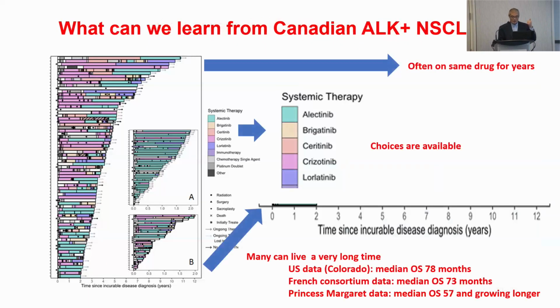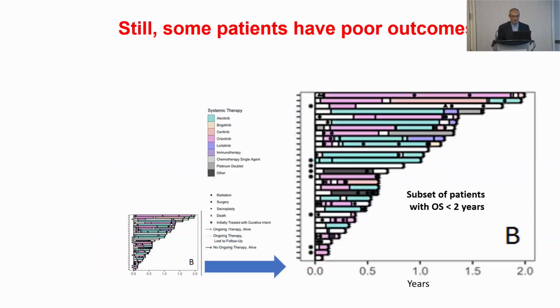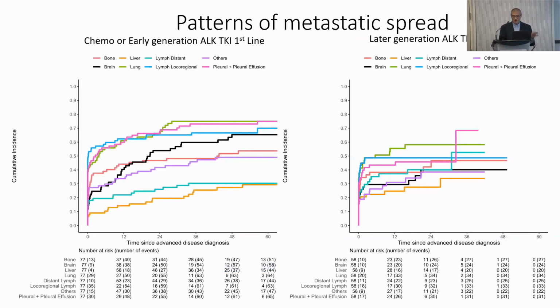So what we argue is choices need to be available. Often patients are on the same drug for years, so toxicity becomes an issue, right? And many patients can live a long time, but only if they get that tapestry of different drugs along the way. And we also can see there's a subgroup of patients that all die in the first 2 years. So even though we have a median overall survival of 6 years, there's still a subgroup with an unmet need. All of this we're able to actually determine.